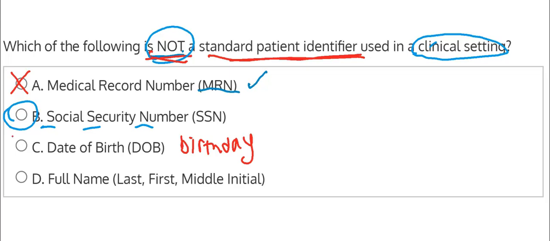Now let's take a look at option D, your full name, which is your last name, your first name, maybe your middle initial. And this is also a very common patient identifier to ensure that you are with the right patient, you're identifying them correctly. But once again, the question is asking which is not a standard identifier, so we can eliminate option D as well. And that leaves us with option B, social security number, not a standard patient identifier, and therefore the correct answer to our question.